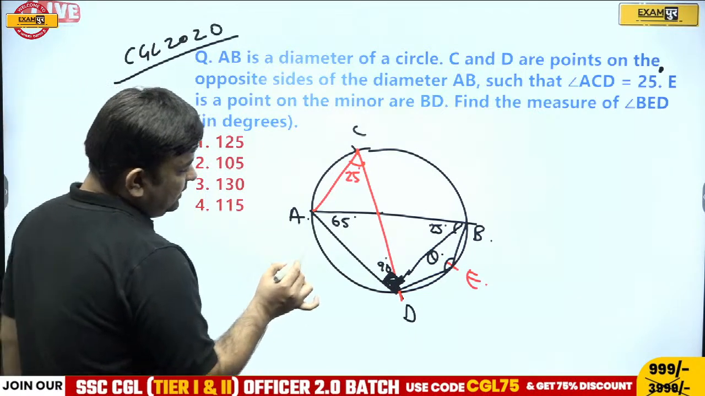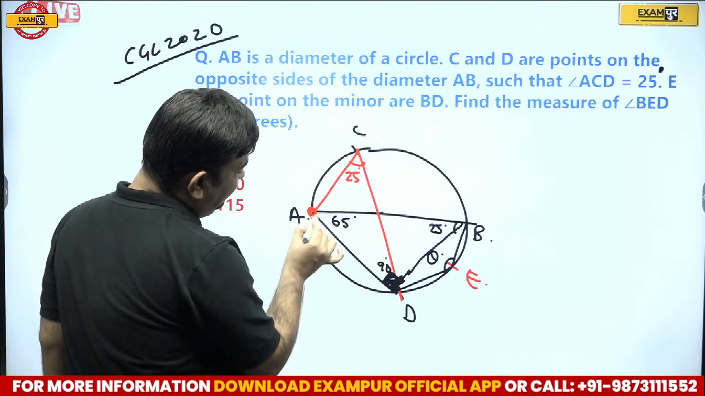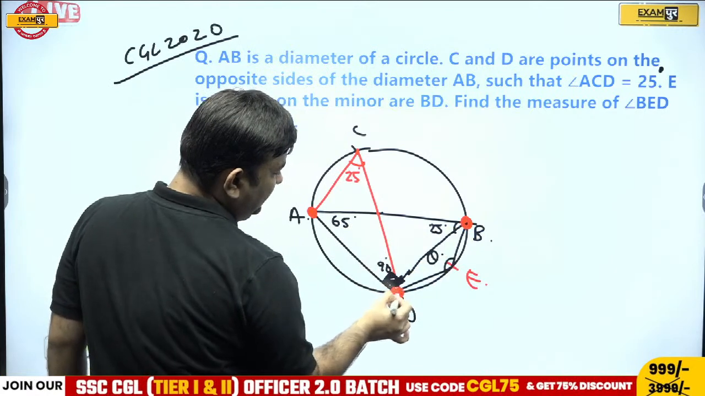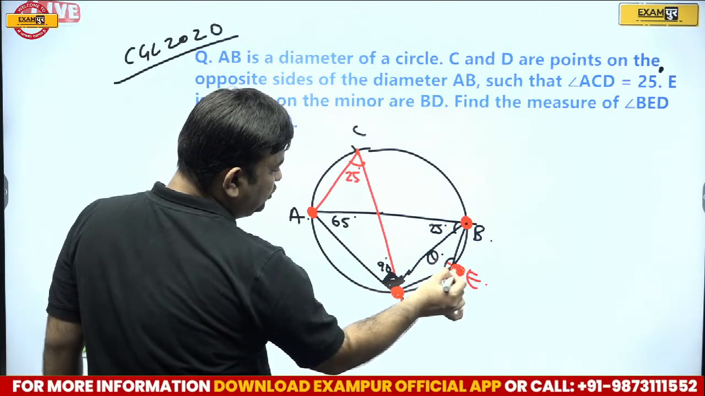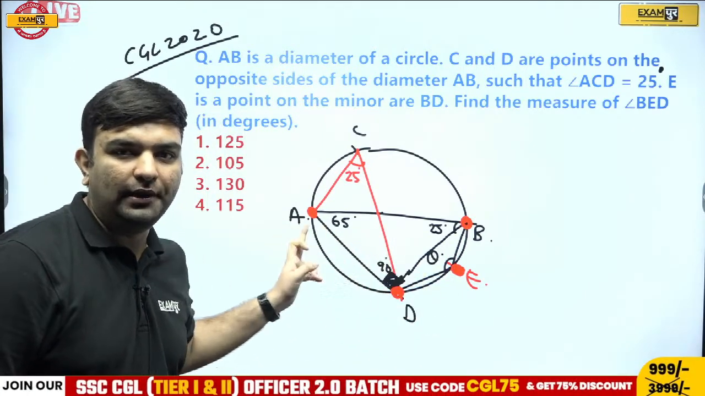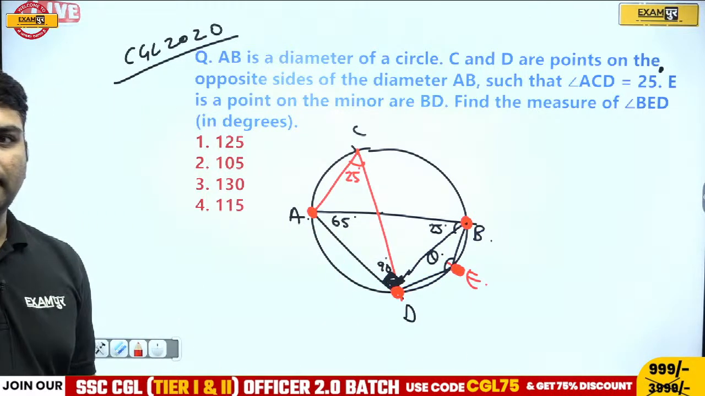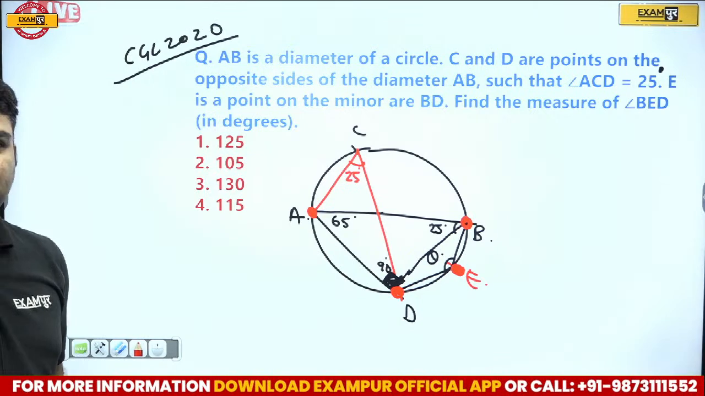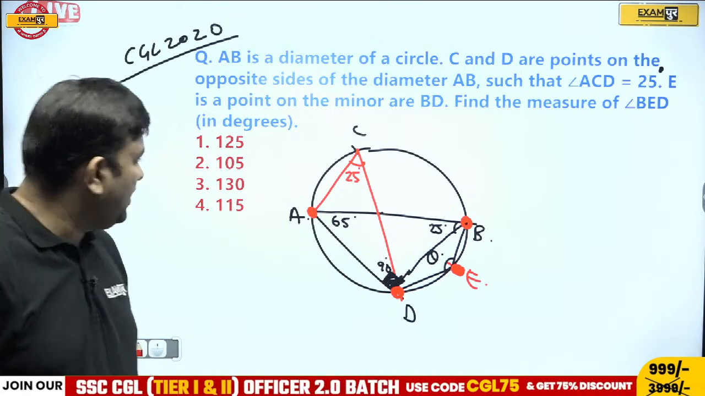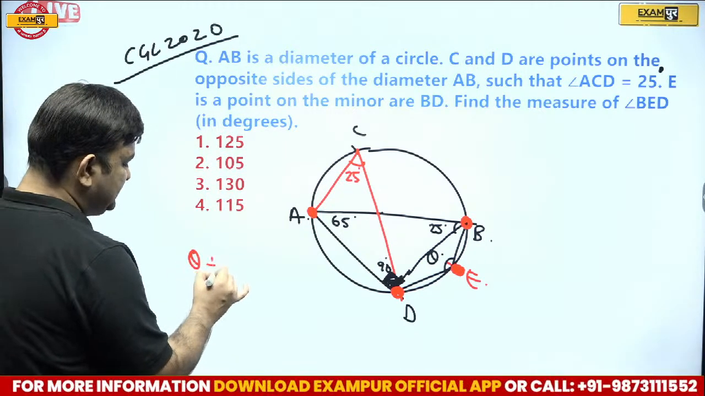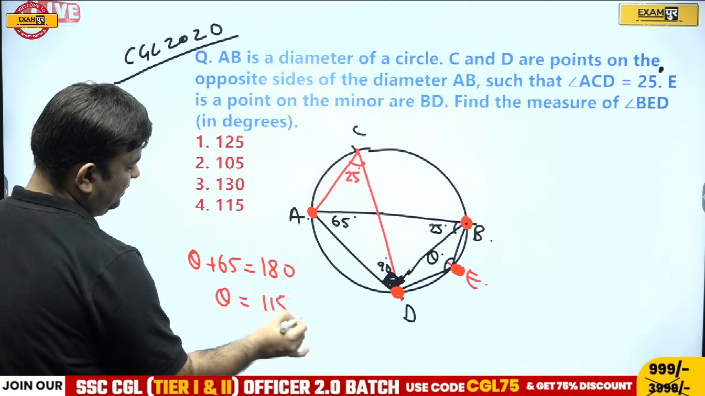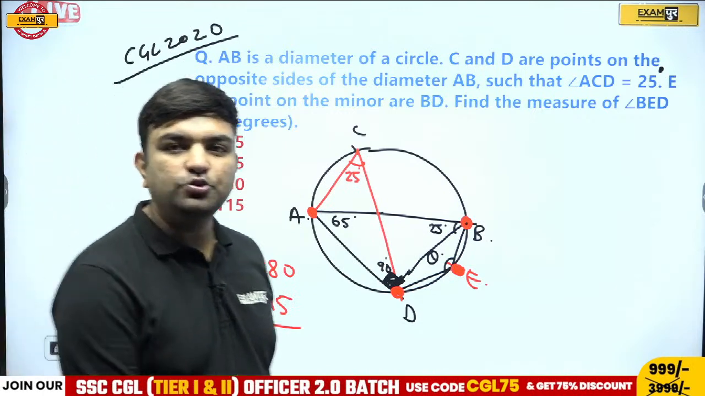Now, guys, I'm seeing a cyclic quadrilateral here as well. In any cyclic quadrilateral, the sum of opposite angles is 180. So theta plus 65 is 180, so theta is... Vipin, why 125?